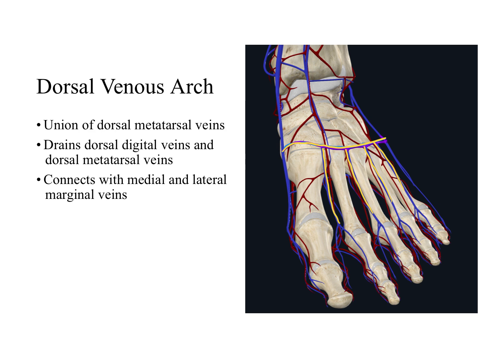And then we also have these dorsal digital veins, digital meaning by the toes, and they're draining into those dorsal metatarsal veins, and then that all drains up towards that dorsal venous arch. Then there's also these medial and lateral marginal veins that will connect with that dorsal venous arch, and they all come together then to drain into the anterior tibial vein.